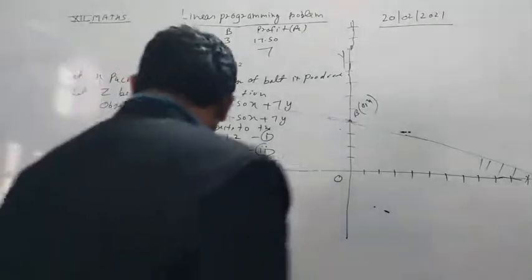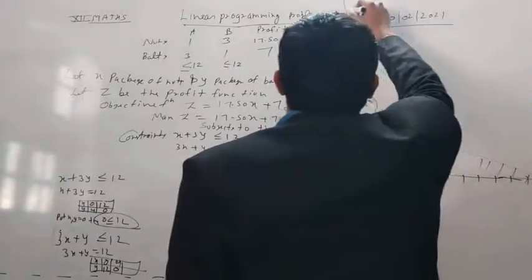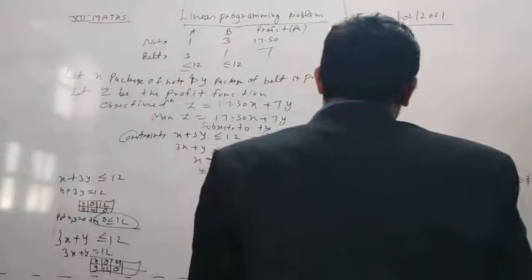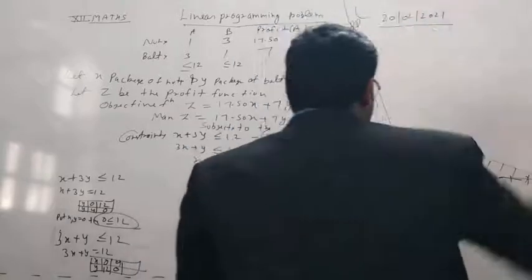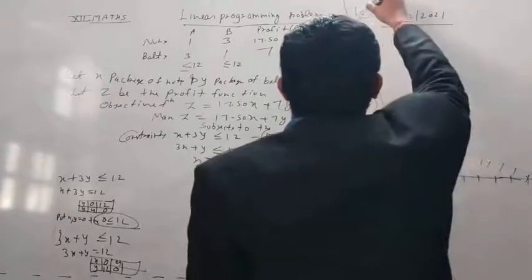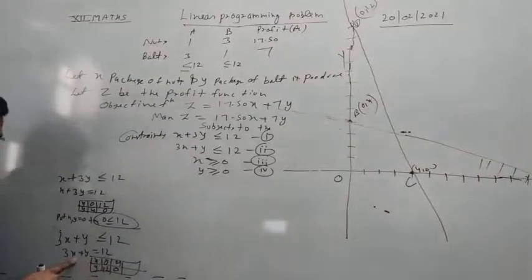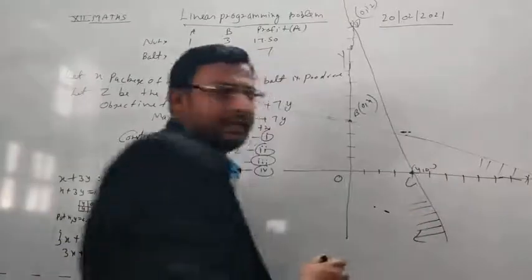Now our points are 4, 0, and this is 12. So we write like this. This is B and C and D. Okay, students. So point C is 4, 0, and this is 0, 12. When we put the values of x and y as 0, this satisfies the inequality. It means that the origin lies inside this, so the solution region is inside here.